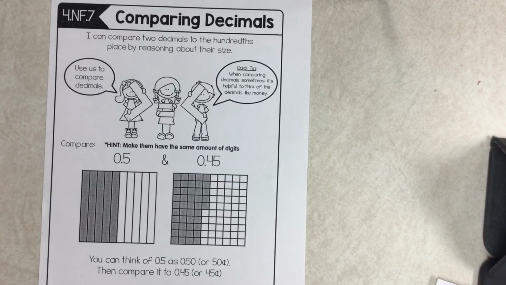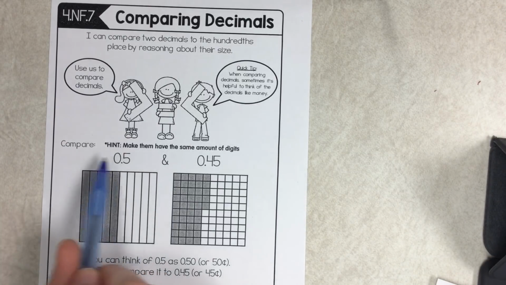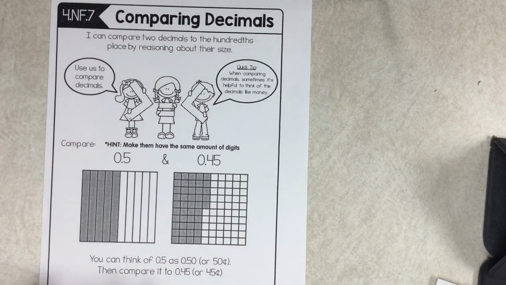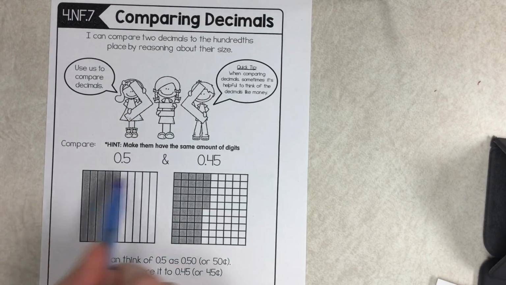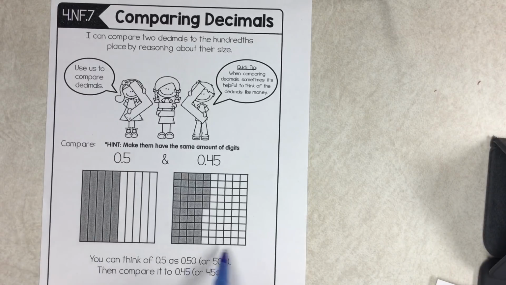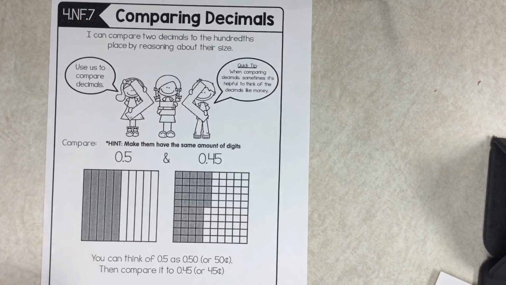When you compare decimals, you can think of them like money, like how many cents it is. And another way to do it is to make them have the same amount of digits. So here, this model is showing us 5/10. And here, this model is showing us 45 hundredths.